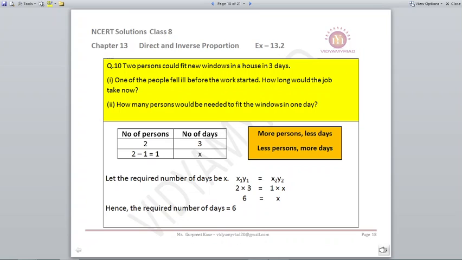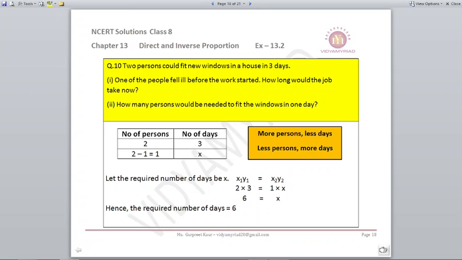Question number 10. Two persons could fit new windows in a house in 3 days. One of the people fell ill before the work started. How long would the job take now? So what are the things? We have persons and we have days. We had 2 persons, they finished in 3 days. Now one person fell ill, that means there is only one person left who is going to do it. So how many days will he take now?